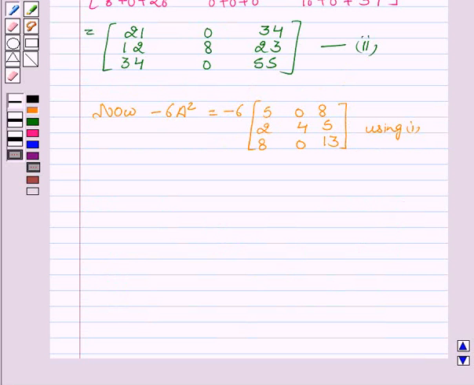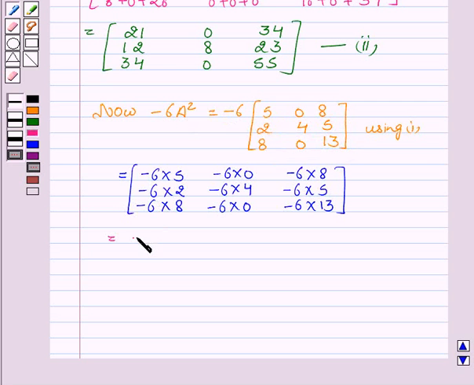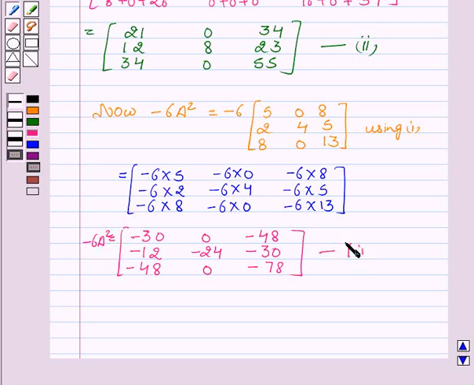Now we'll calculate the value of minus 6 A square. That is equal to minus 6 into A square, which is 5, 0, 8, 2, 4, 5, 8, 0, 13, which we have already calculated earlier. So this is equal to minus 30, 0, minus 48, minus 12, minus 24, minus 30, minus 48, 0, and minus 78. So this is the value of minus 6A square. Let's name it as our third equation.